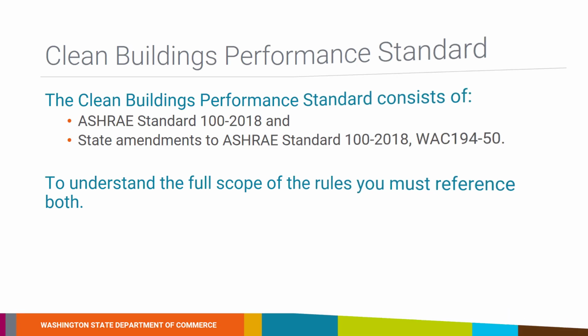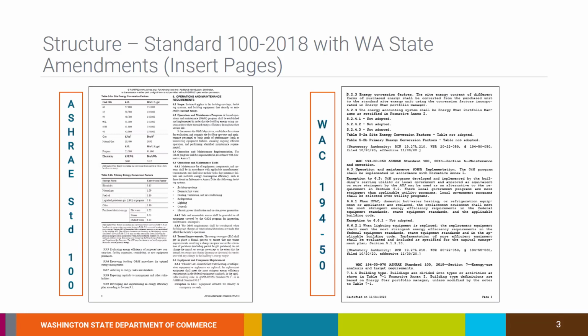Buildings Performance Standard. As noted in the previous slide, Washington State amendments to ASHRAE Standard 100 for the Clean Buildings Performance Standard are published separately from Standard 100. These amendments are available from the Washington State Legislature as Chapter 194-50 WAC or on the Clean Buildings website.